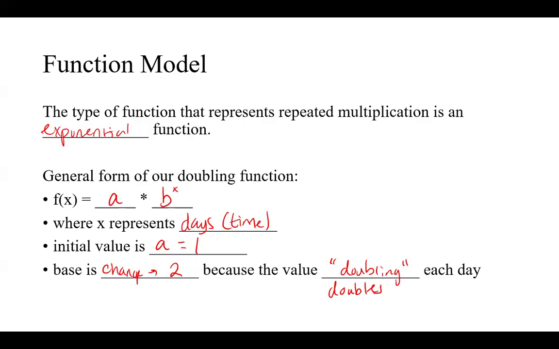so we end up with an exponential function, and the function is going to be a times b to the x, where x represents the days of time. Your initial value is a equals 1. Your base is going to be your change factor. How are you changing, right? And we're changing by a factor of 2 every single time.